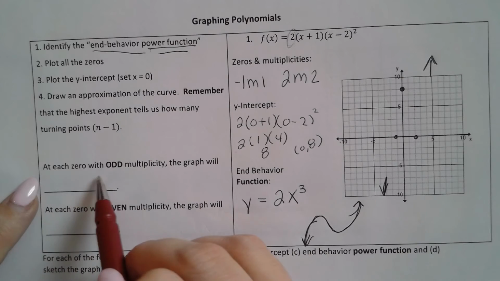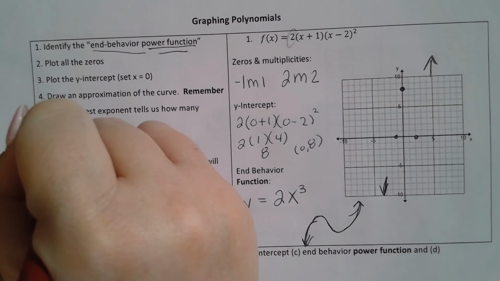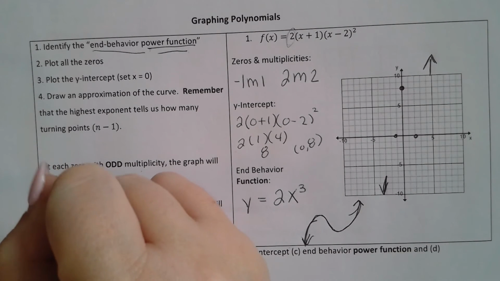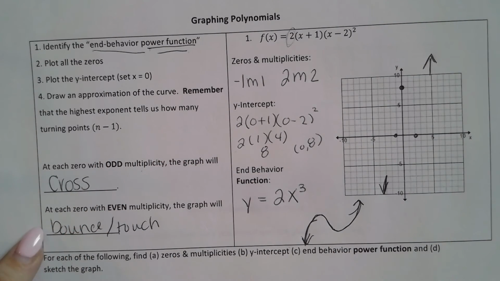So when a 0 has an odd multiplicity, the graph will cross or go through. When a 0 has an even multiplicity, the graph will bounce. Sometimes you'll see the word touch. It'll just touch the x-axis, or it'll bounce, or it'll cross.